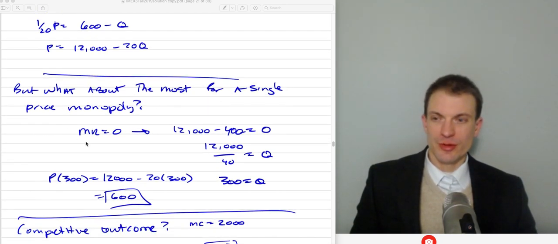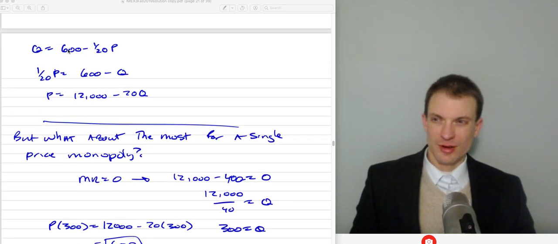Well, let's find where the revenue maximizing point would be. The easiest thing to do is just say, okay, if marginal revenue is equal to 0, we've got to find the midpoint of the demand curve because that's going to be the revenue maximizing point. So that's going to be what? It's going to be a price of 6,000 and it's going to be a quantity of 300.